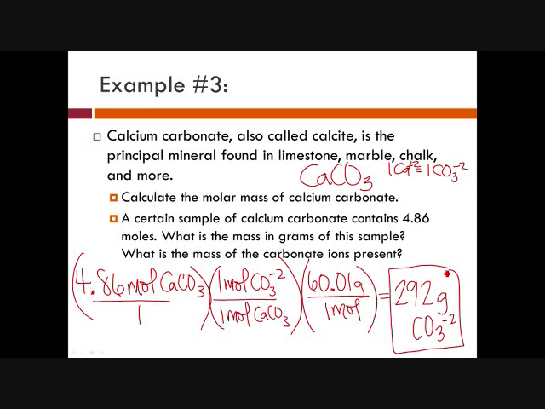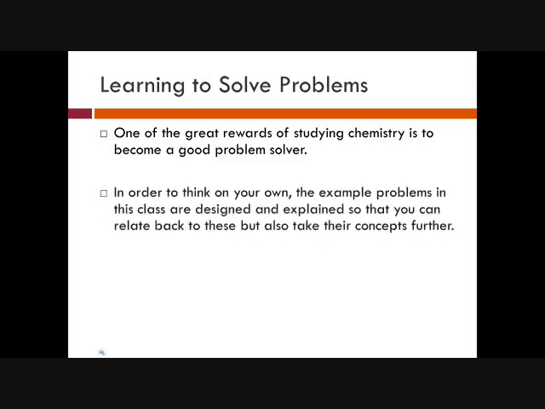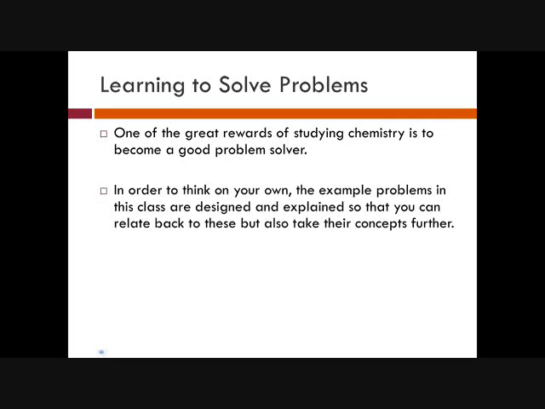Okay. So the last part of section 1.1 is we just need to review problem solving. We talked about this in Chem 1 today, actually. So you're going to become a great problem solver. Woohoo! Remember, problem solving is not just math problems, because that's what everybody thinks about. In order to think on your own, the example problems in this class are designed and explained so that you can relate back to these, but also take their concepts further. So there will be times that the homework problems include something that you haven't seen before. But the reason we have that is so that you can think about it on your own and further so that you will be ready for the AP exam in May.